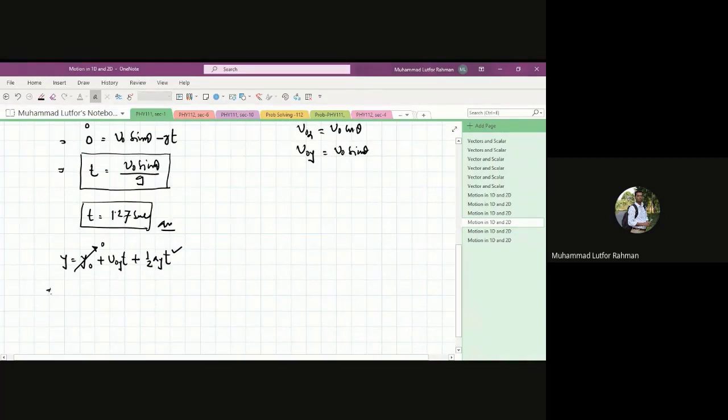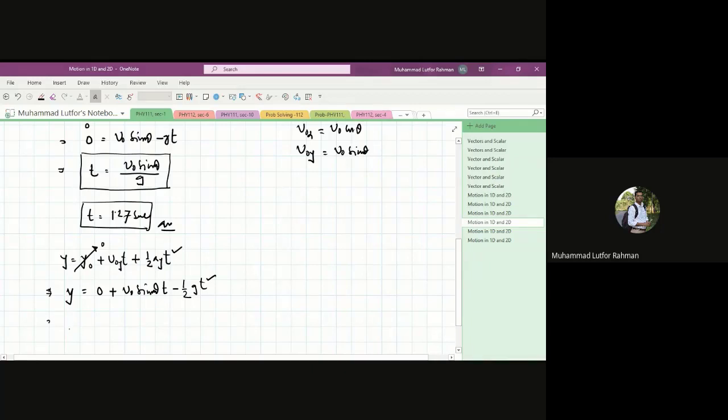Then I can modify this equation one more way. y would be 0 plus v naught y, which is basically v naught sine theta, into t. That t I found to reach the maximum height. And a y is basically g, right? So I'll write half of g t square. I use the minus sign, then you can put in that value.